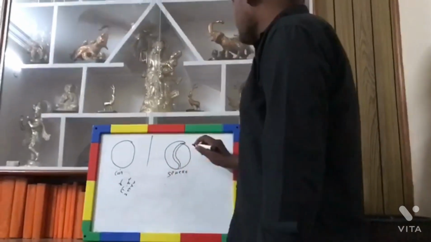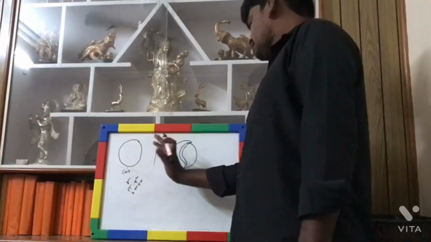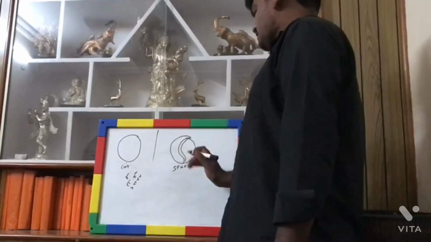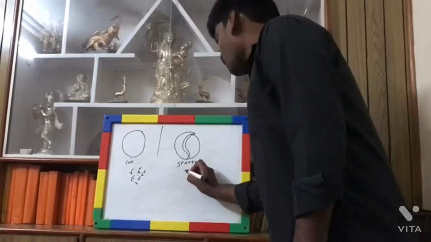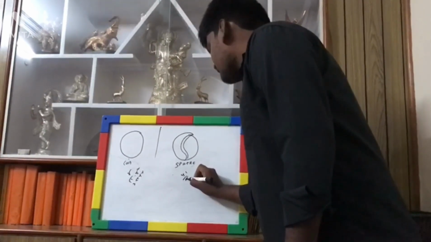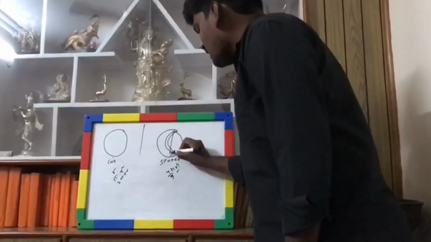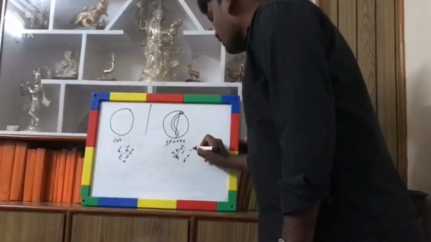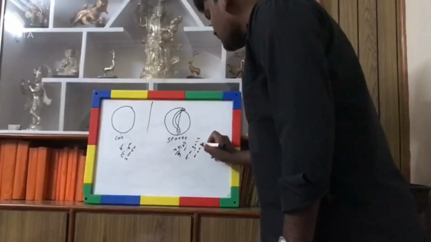Coming to the sphere, a sphere is a three-dimensional body. It's a combination of all circles, completely infinite circles. So the sphere will have only the volume, which is given by 4 by 3 pi r cube. Here r is the radius and pi is 3.14 or 22 by 7.